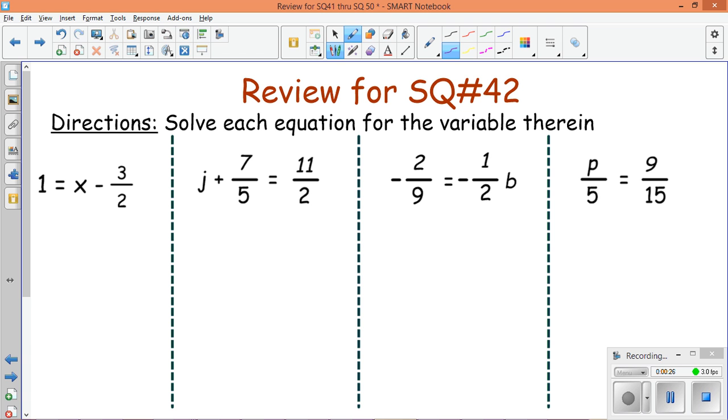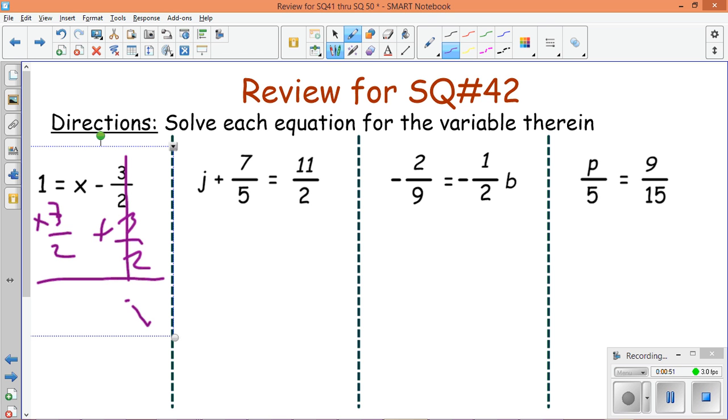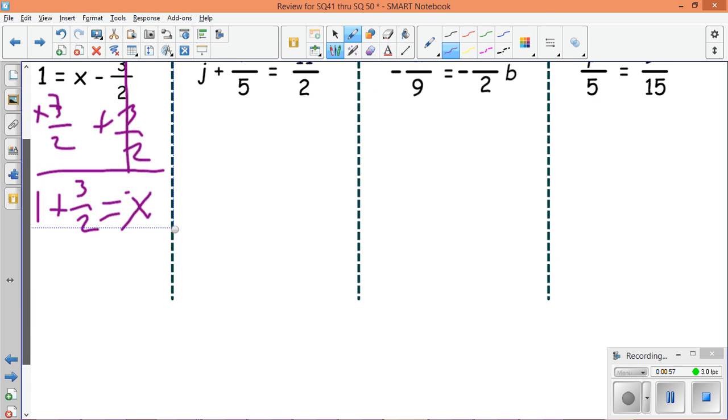Again, we are trying to get x by itself, so we isolate x by undoing the operation that has been done to it. Previously, there was a subtract 3 halves, so to undo that, we are going to add 3 halves to both sides. Add 3 halves, add 3 halves, and we wind up with x is equal to 1 plus 3 halves. And all we have to do is get that into a single value.